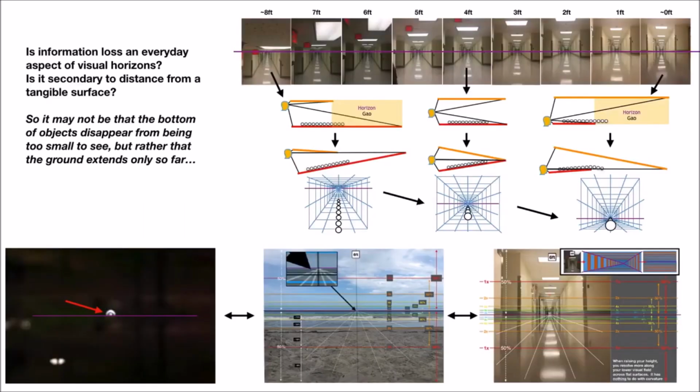So is information loss an everyday aspect of our visual horizons? Why is this occurring? Is it secondary to tangible surfaces? In other words, does our proximity to a tangible surface limit the amount of information that we're allowed to process? I just want you to focus on that. It may not be that the bottom of the objects disappears from being too small to see, but rather that the ground can only extend so far when we are close to it. We can only see so far along the ground. It's not so much the object itself or the bottom of the boat itself getting too small. It's the fact that you can't see that far along the ground, but it still occupies 50% of your vision.